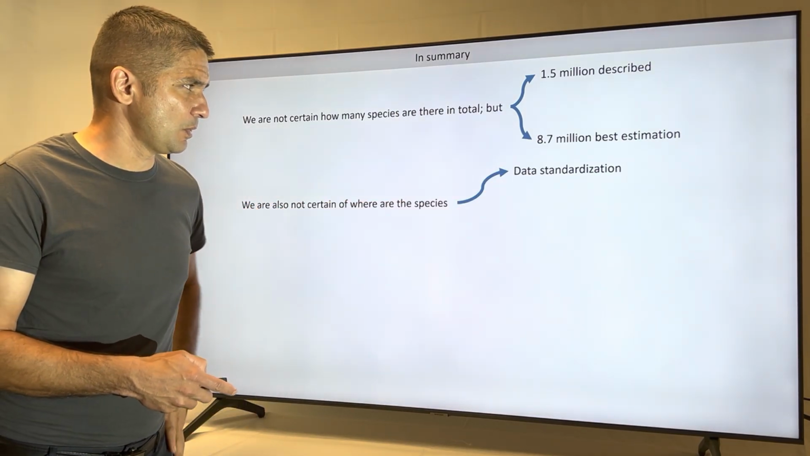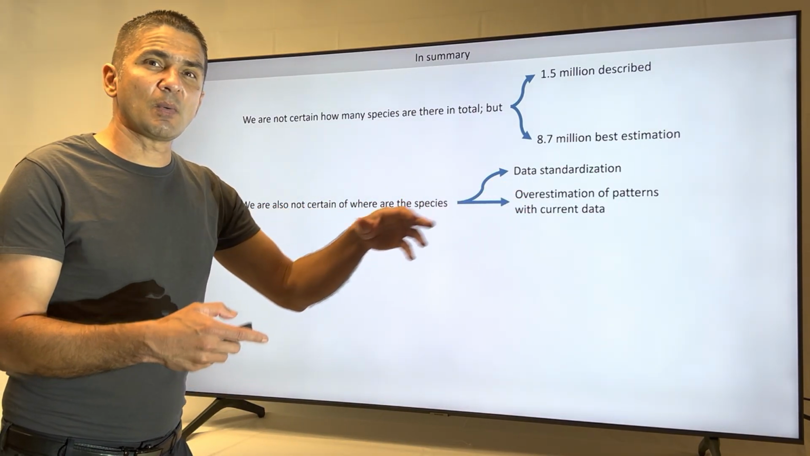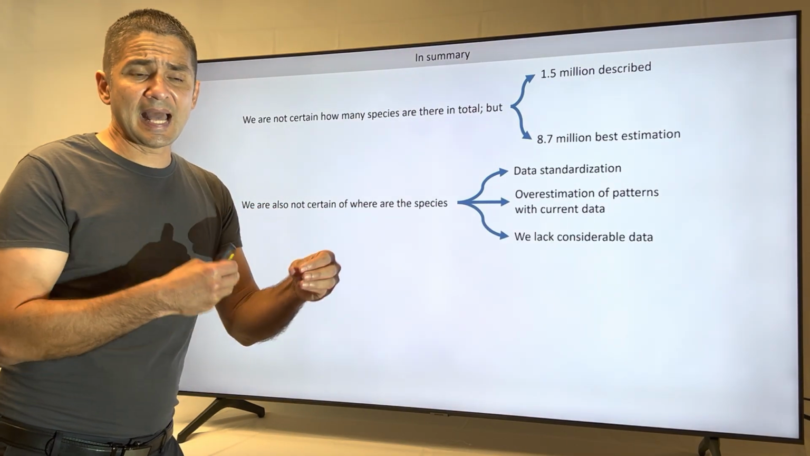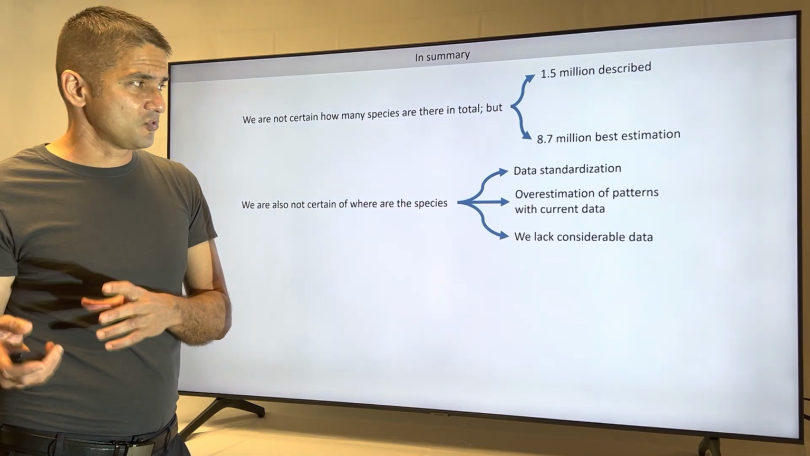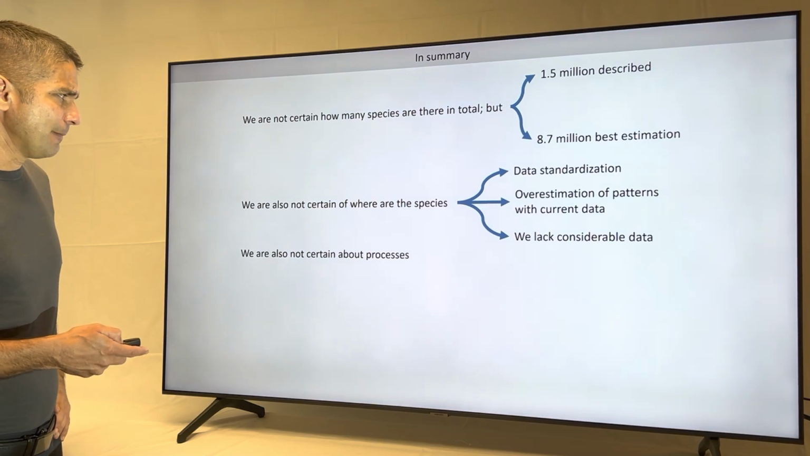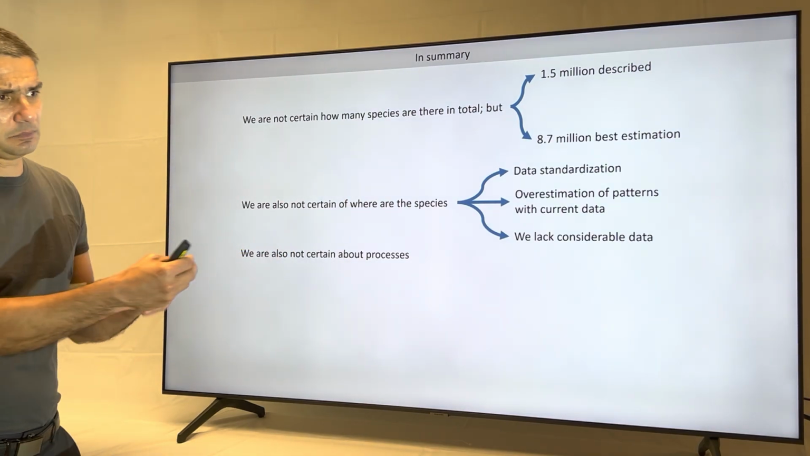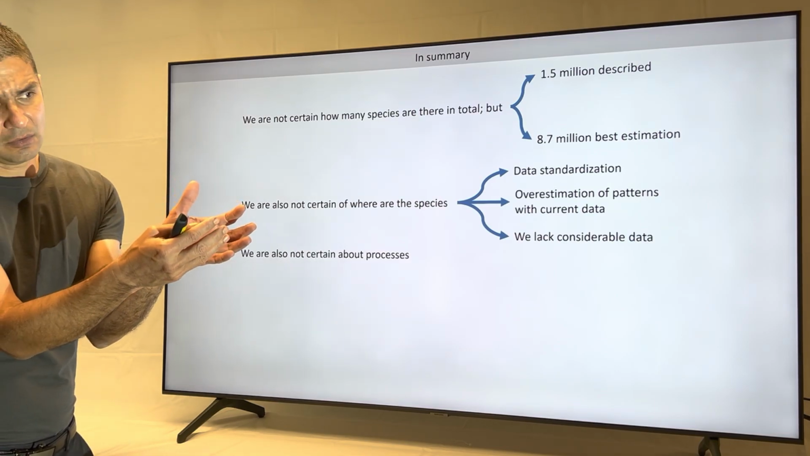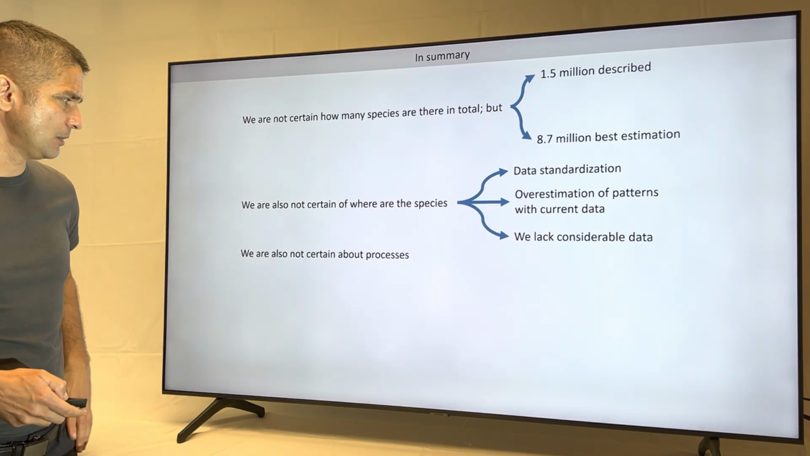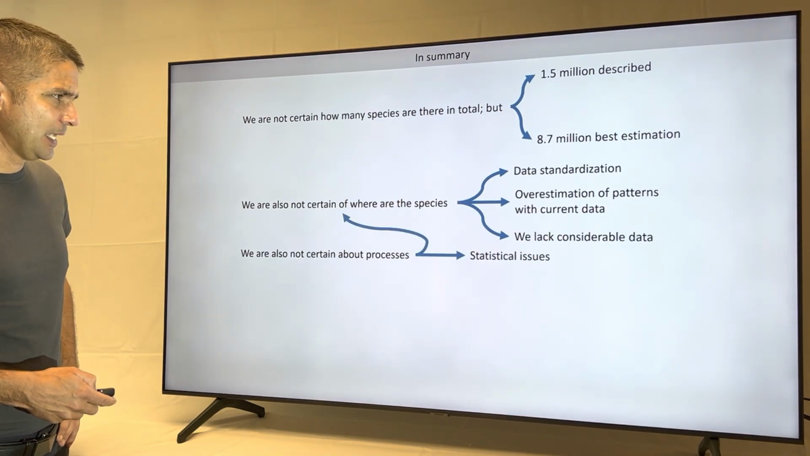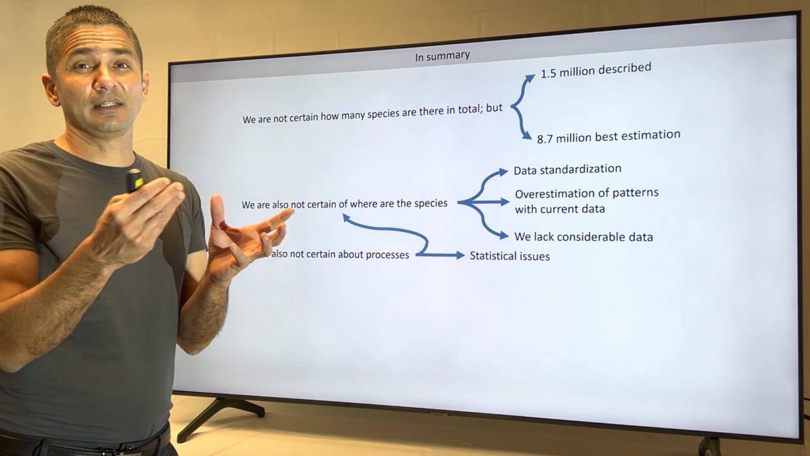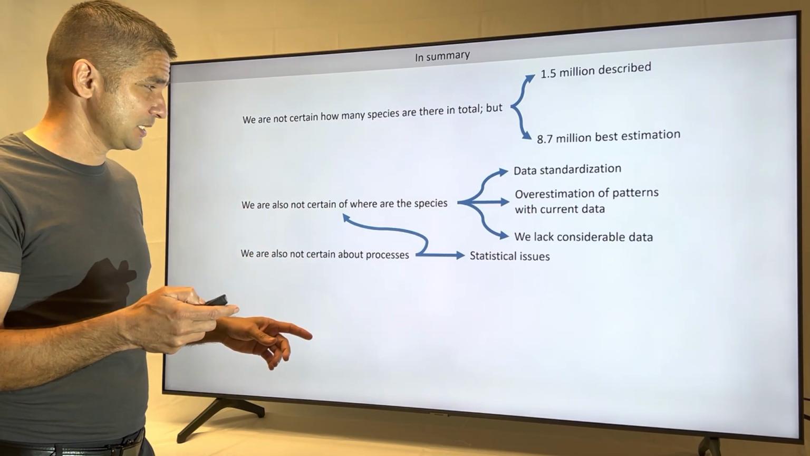We have problems in the way that data is standardized. Some patterns can be overestimated depending on where we use geographical ranges, or there could be a lack of considerable data to build patterns based on census data. And that unfortunately leads to patterns that are weak, and not only are the patterns not 100% reliable, the processes behind those patterns are also something that we don't know very well. And again, as I explained to you, there could be multiple statistical issues as they relate to multicollinearity and the fact that we have tons of variables that could explain these patterns.